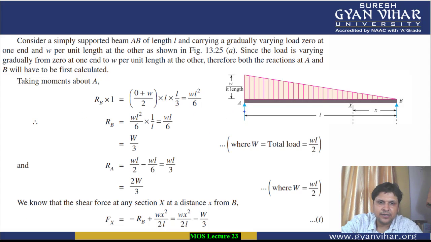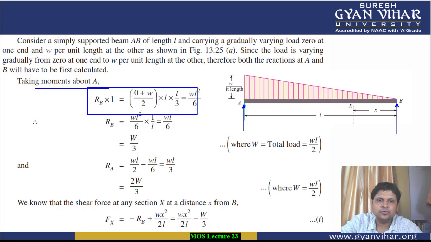For the reaction forces at A and B, first of all we will find the moment about point A. B is at a distance L, so RB into L will be equal to the moment of the load. We will have to convert this UVL into a point load acting at its center of gravity. How will we do this? On one side the load is W, on the other side it is 0, so we take 0 plus W divided by 2.